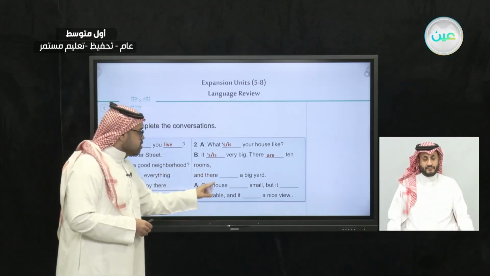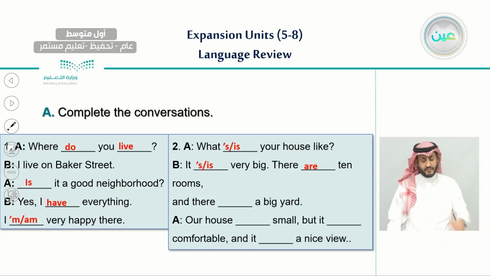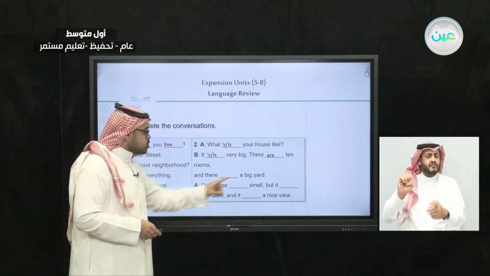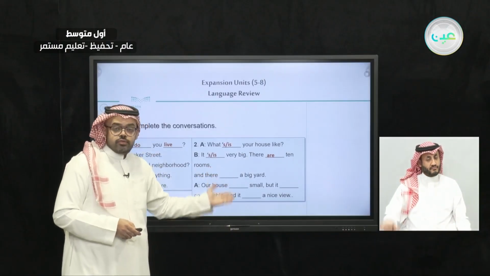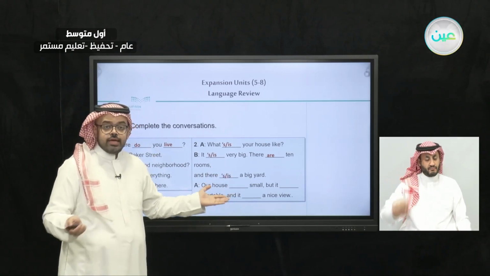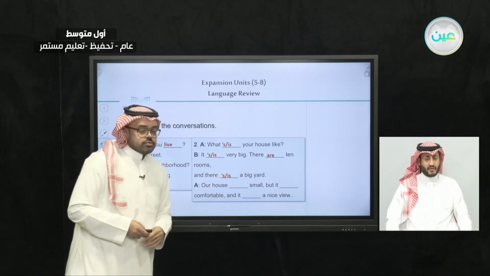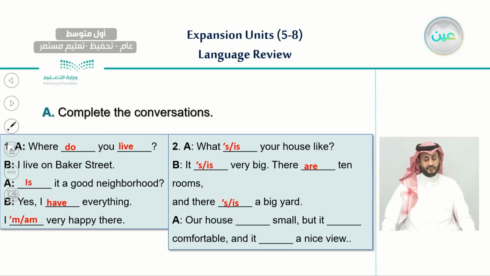And there ___ a big yard. A big yard, only one yard, not many. So since we're talking about one thing, the verb to be will be is. So there is a big yard. And he continues, says, our house is small, but it is comfortable.